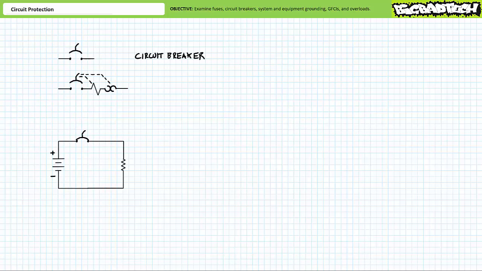A circuit breaker is a circuit protection device very similar to a switch in that it is a two-terminal device placed in series or in line with a load it is intended to protect. Here's a simplified version of the schematic symbol for a circuit breaker. When the contacts are closed, a circuit breaker presents no opposition and current can flow through the system. Conversely, when the contacts open, the circuit breaker presents infinite opposition and current cannot flow through the system.